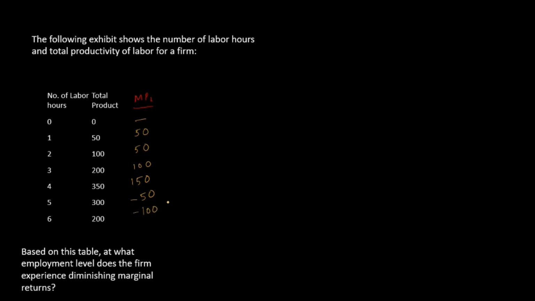So at what level does the firm experience diminishing marginal return? So I can see that my marginal return initially increases, and then after I cross 4 labor hours, I experience diminishing marginal returns. So the answer here is 4 labor hours. Let's do the next one.